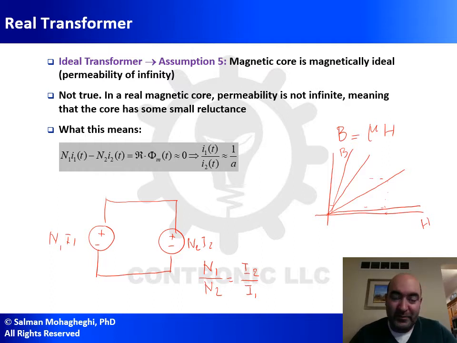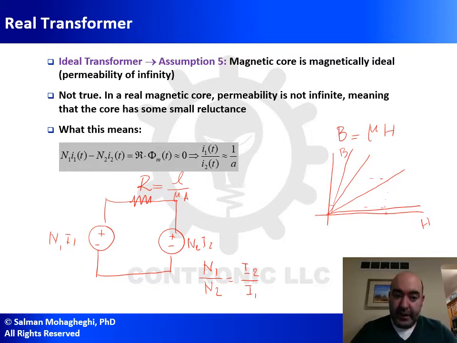If in the core, however, permeability is not infinity, that means the core is going to be putting up some level of reluctance, which is the equivalent of resistance in magnetic circuits. So now, in between, I'm going to have a reluctance value. I'm not going to go into details of this. You probably remember from your electromagnetics courses that if I have a core with a length L and a cross-sectional area A, the reluctance value is going to be L divided by mu times A. Obviously, when the core is ideal and mu is infinity, that reluctance value is 0, so I will get to where I was for an ideal transformer.